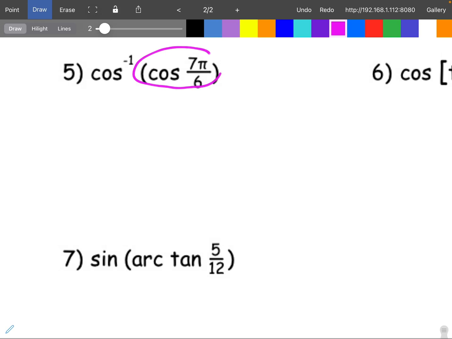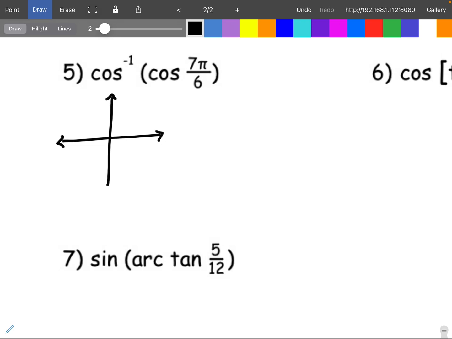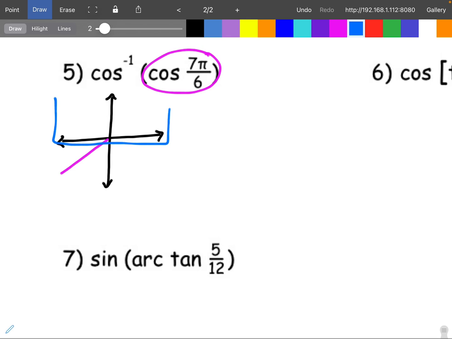So for number 5, first thing we want to do is figure out where in the world is this. So I'm going to go ahead and do my full axes. Now, where would 7 pi over 6 be? Well, that's just a little bit more than pi, so that tells me that it's going to be over here somewhere. Now, that's great, except remember that inverse cosine can only happen up here.